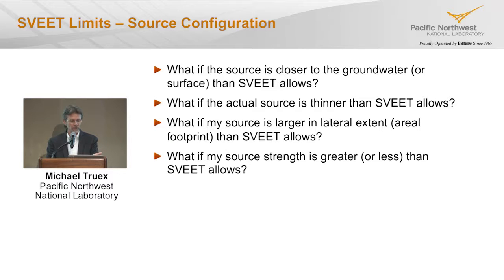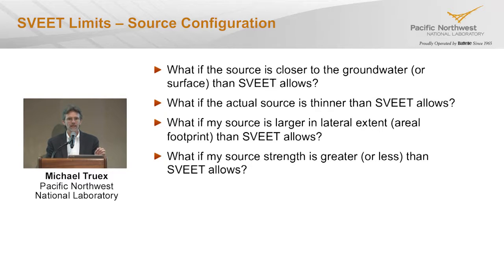So here's this first slide, which shows you, in terms of the source configuration, you may have a source that's a little bit closer or further away from the groundwater table, thicker or thinner, different lateral extents. And that's where, going back to some of that technical information, which is in the document, by the way, you kind of see which of these parameters are pretty nonlinear, and so you have to be very careful when you go outside that.